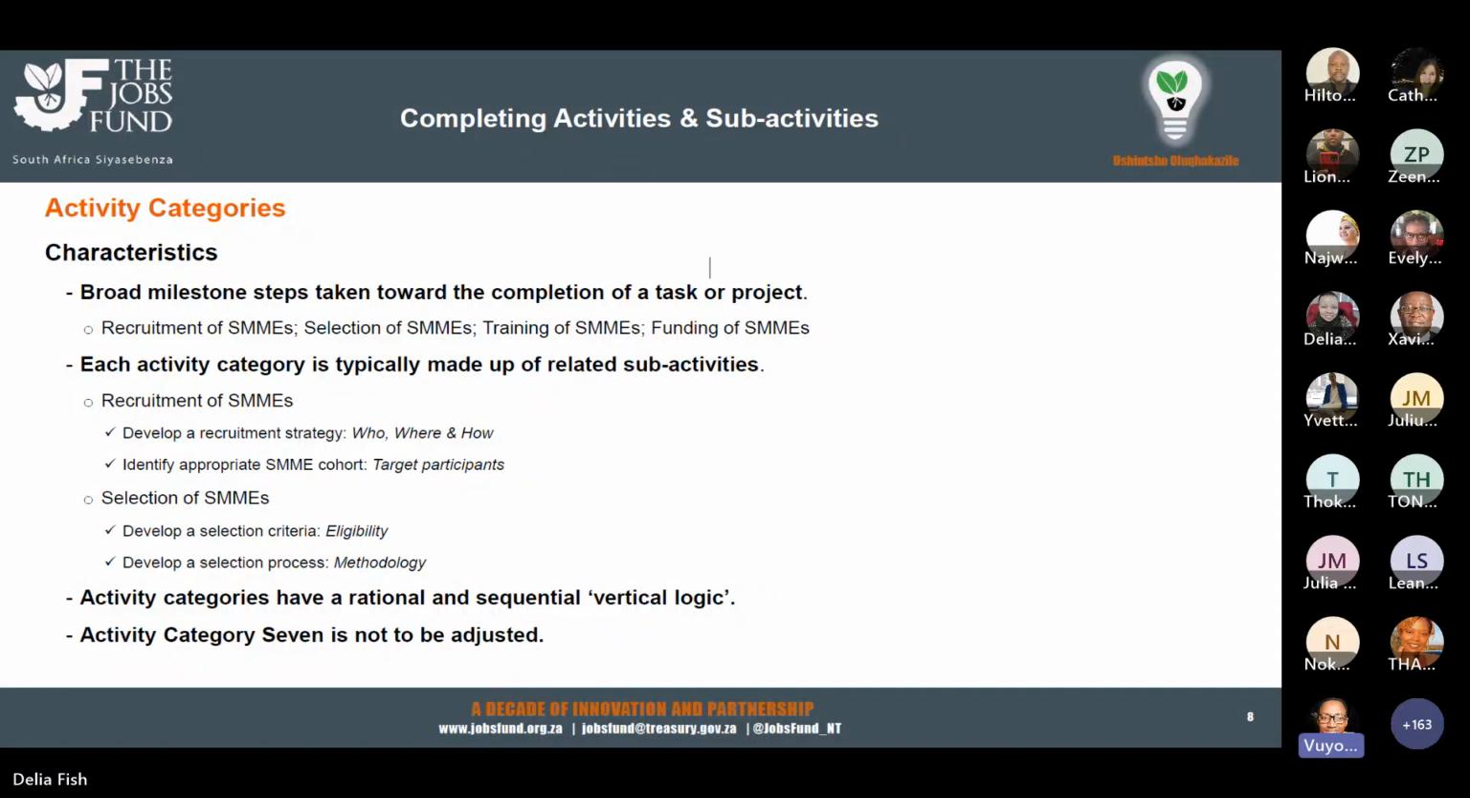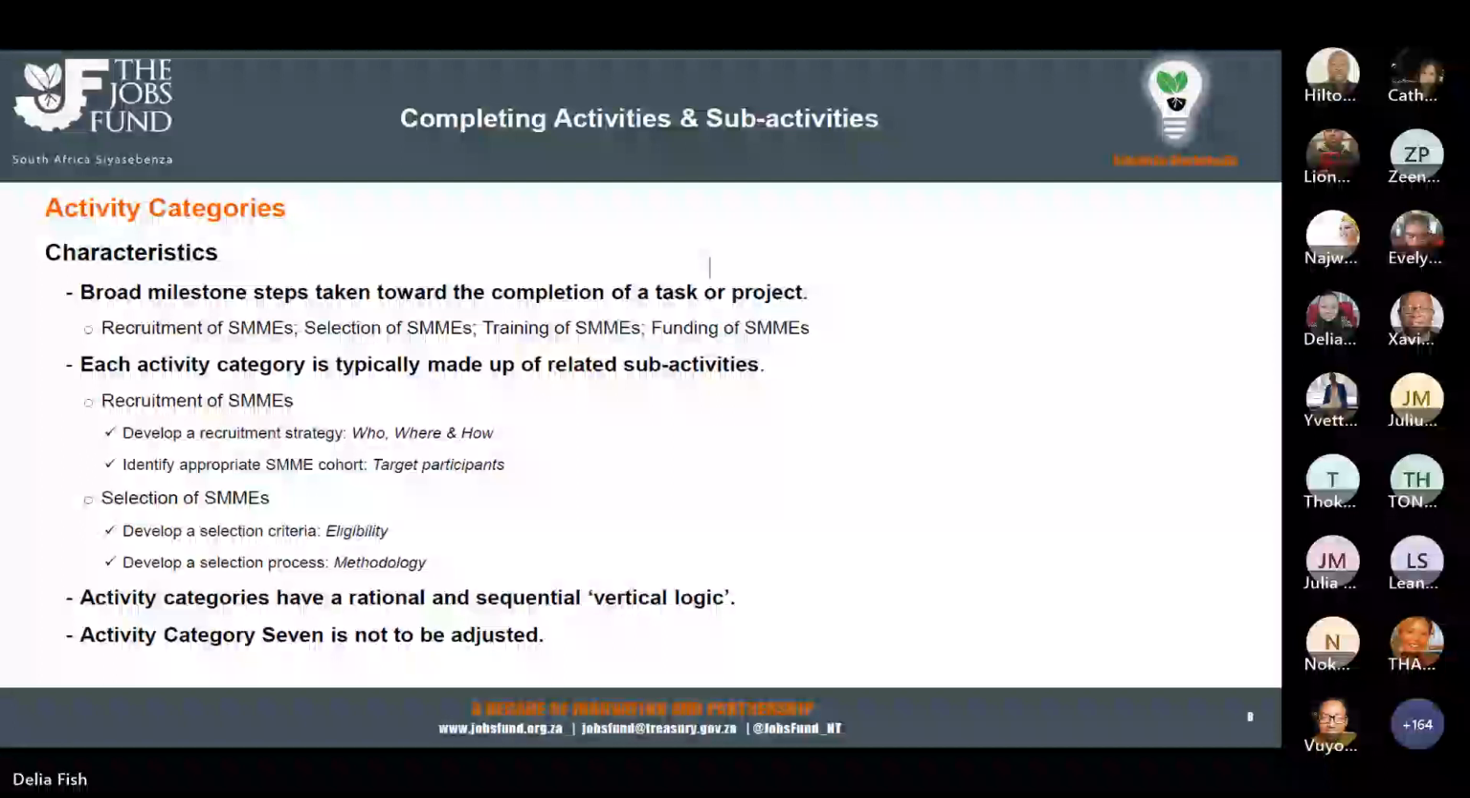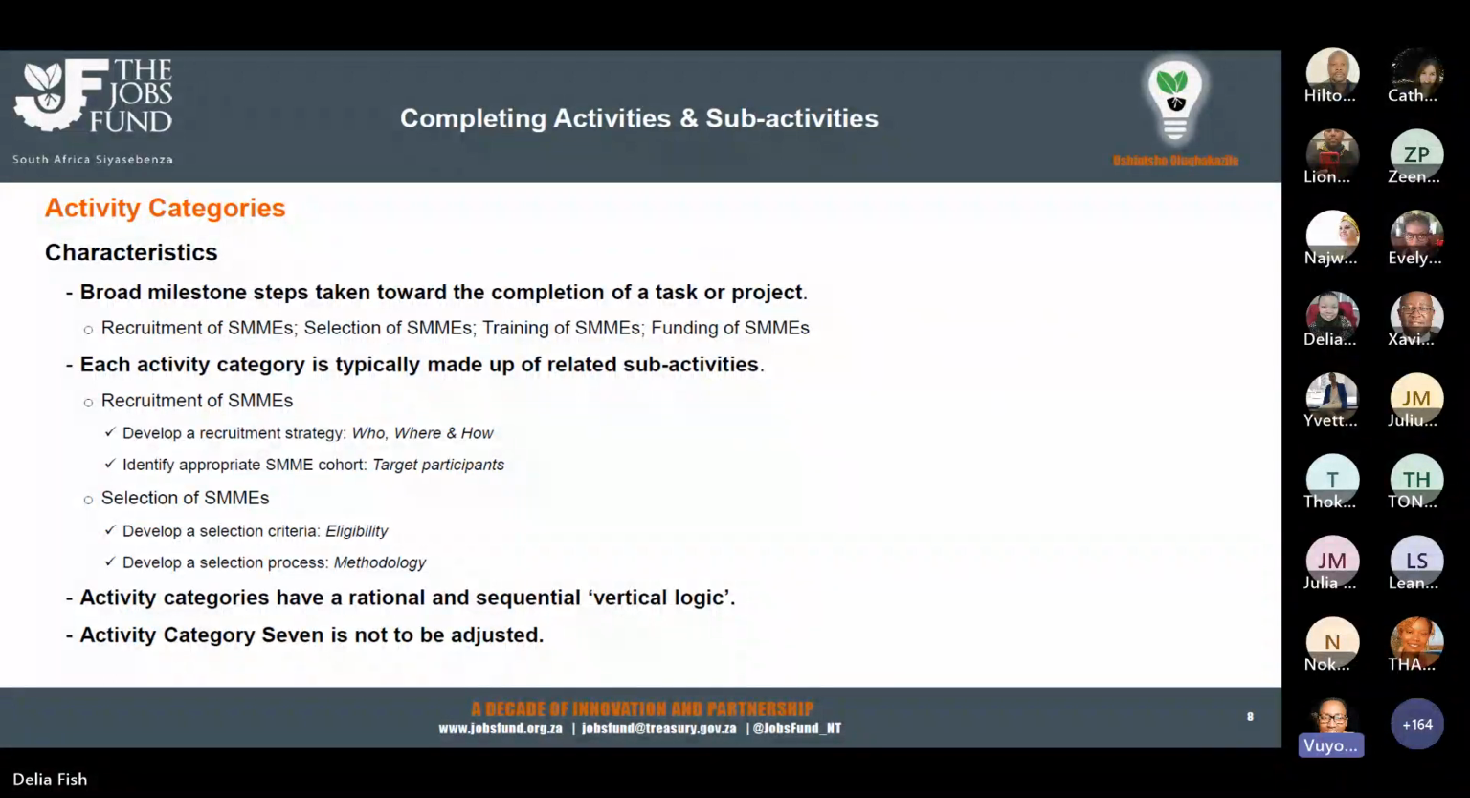The slide is not moving on my end, Delia. Do you want to just try again? There we go. Great. Thank you very much. But let's just go one back. There we go. Thank you very much.